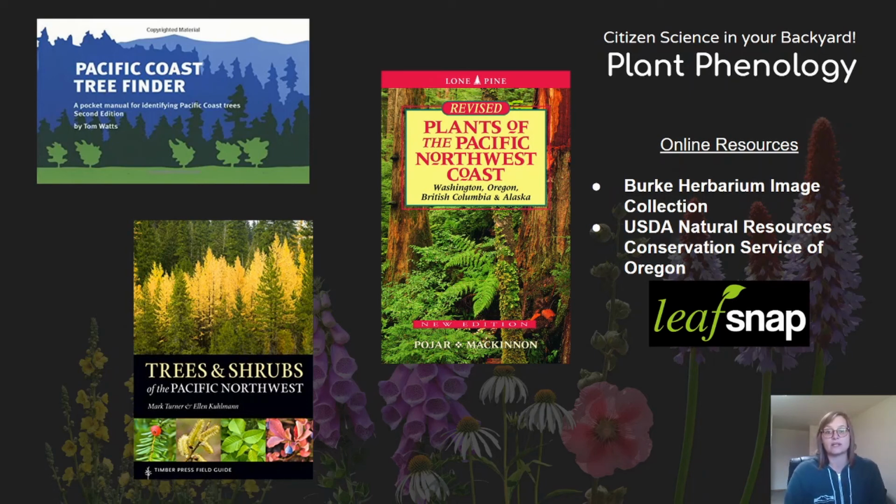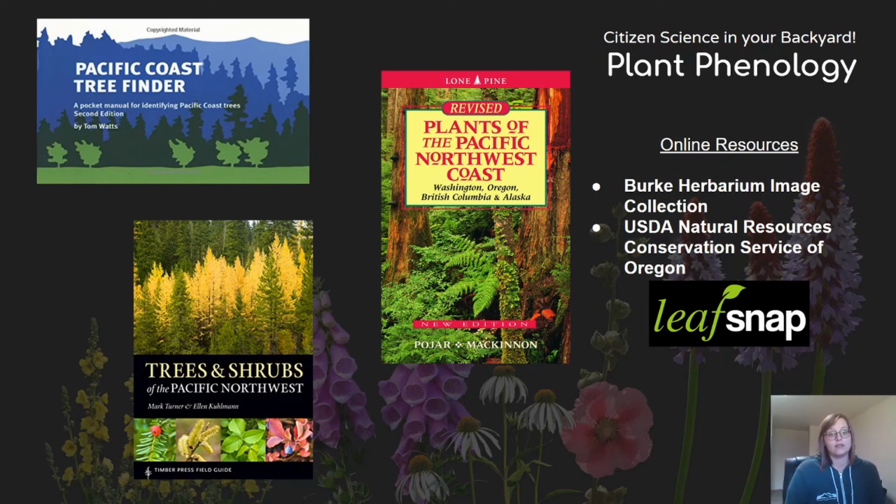Plants of the Pacific Northwest Coast by Pojar and MacKinnon is one of my favorite field guides, and it has everything in there. It even has an oddball section that is very interesting. The Trees and Shrubs of the Pacific Northwest just has really great, vivid photos that I find help with IDing quite a bit. Of course you could order these books right now if you'd like, or there are plenty of online resources out there. My favorite one for Washington plants is the Burke Herbarium Image Collection, so you can just Google that and find it.